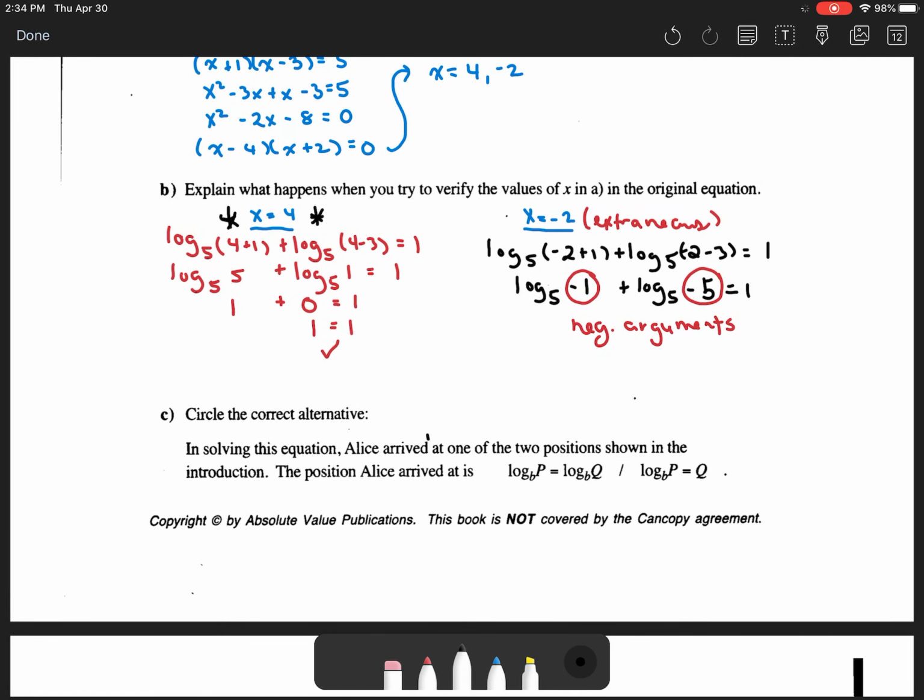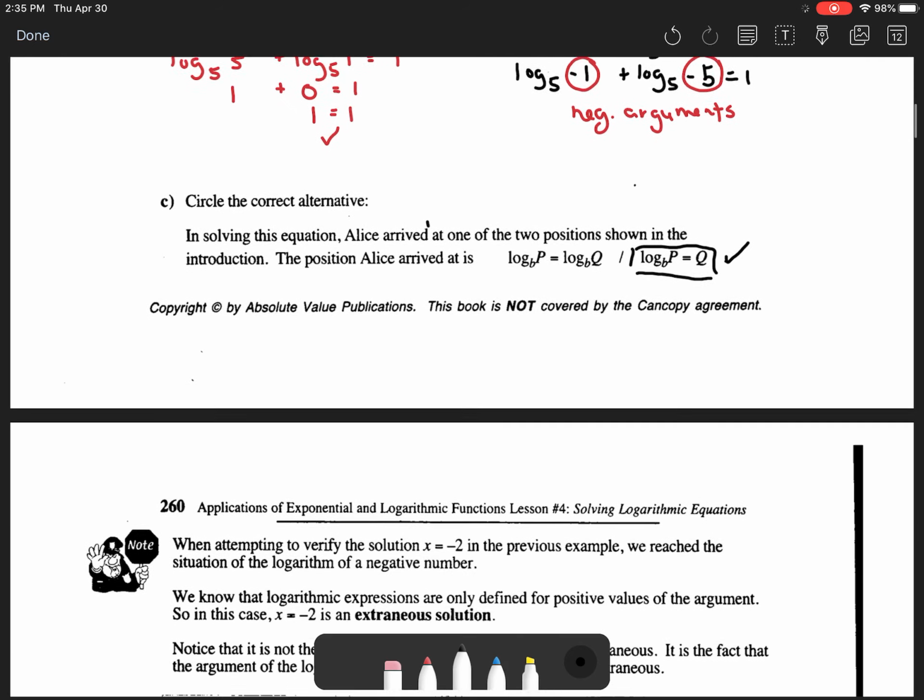Part C says, circle the correct alternative. In solving this equation, Alice arrived at one of the two positions shown at the top of the page, which was in the introduction. The position Alice arrived at is what? Well, she went from log form into exponential form to solve the equation. She didn't have a situation where she had logs on either side of the equal sign with the same base. So it was this scenario that she used to solve her equation.